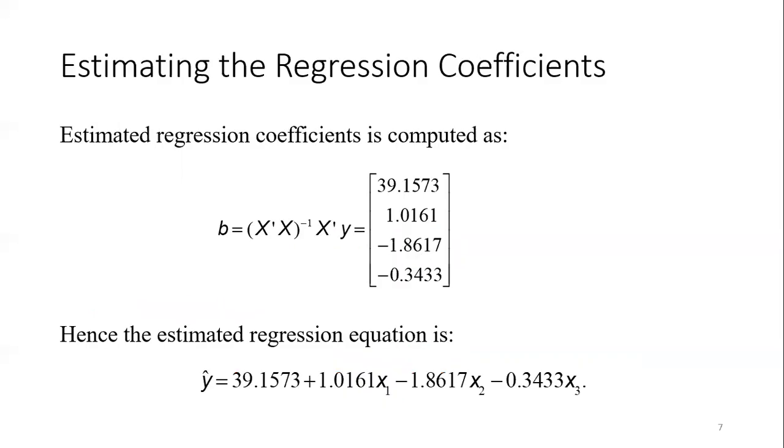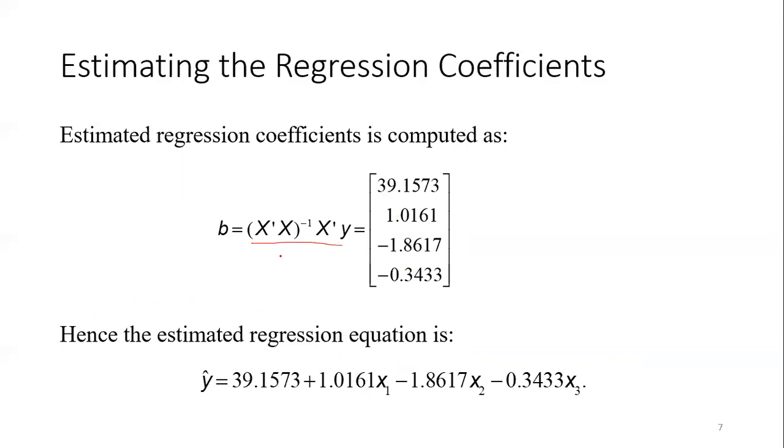So in our example, the estimated regression coefficients turn out to be, well, remember in the Excel, we have this as well. This is 39, 1.0161, and so on and so forth. In fact, this is the result of x transpose x inverse times x transpose times y.